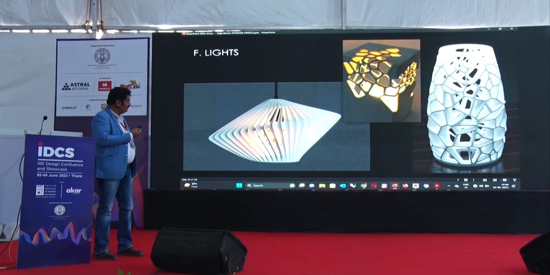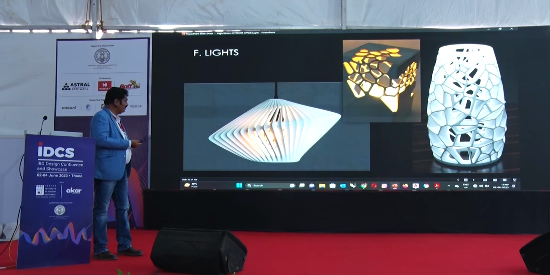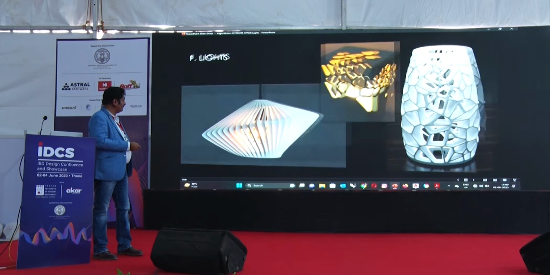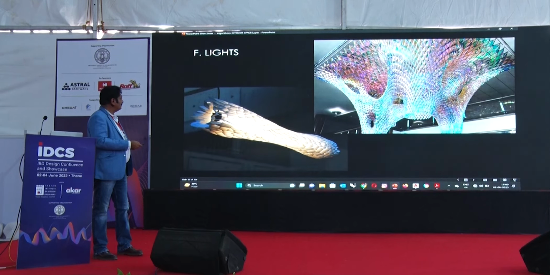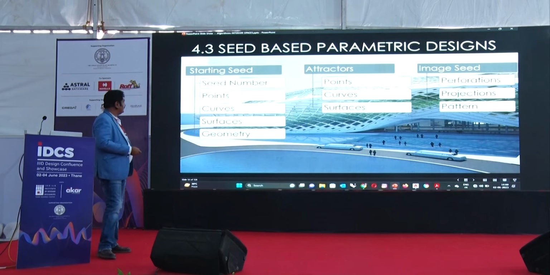You can do digital printing, any form design. There is a pattern called Voronoi in parametric language, and you can do almost wonders in that particular design form. So these are the options for lights.